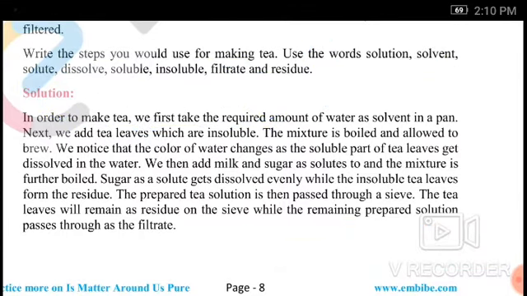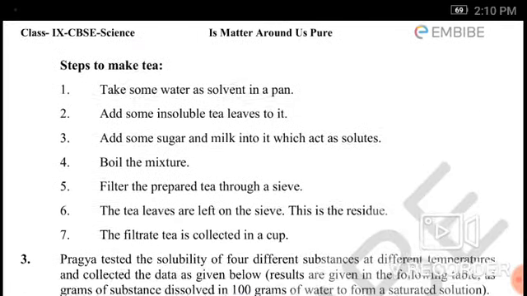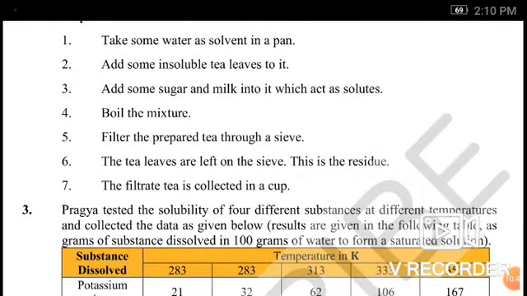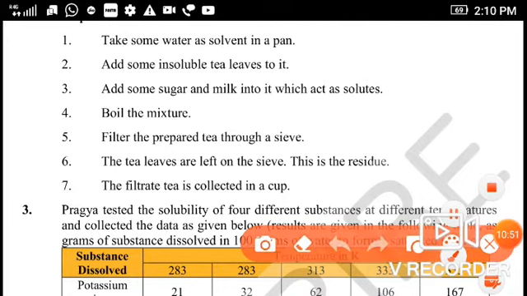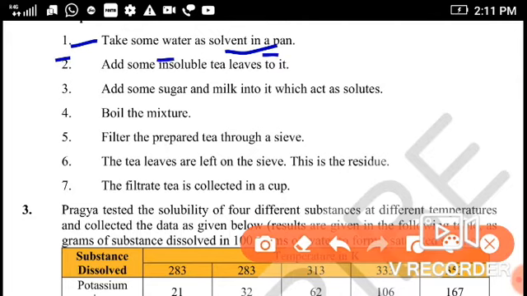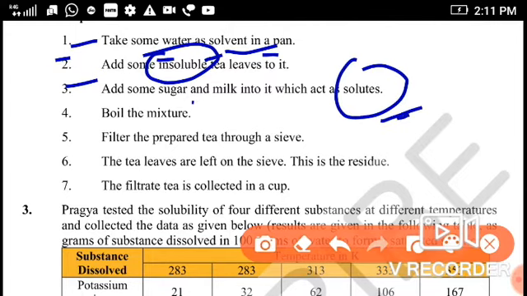Okay, you can do this yourself, and these are also steps. You can see: take some water as solvent. Here we are using water as the solvent. Add some insoluble tea leaves, the second term, insoluble. Add some sugar and milk, which act as solute. The solutes are sugar and milk.